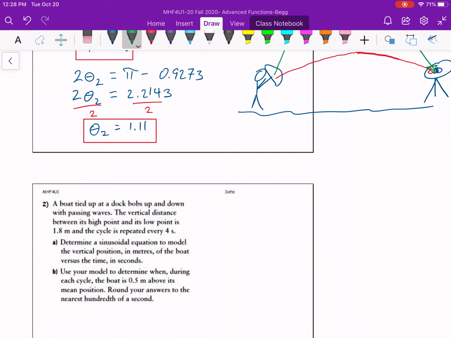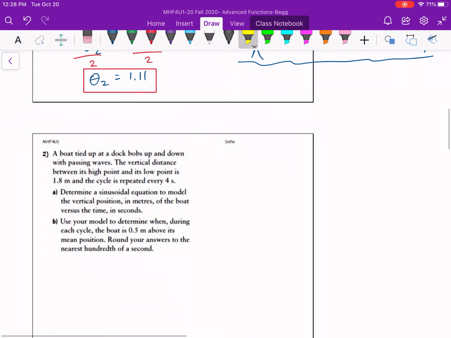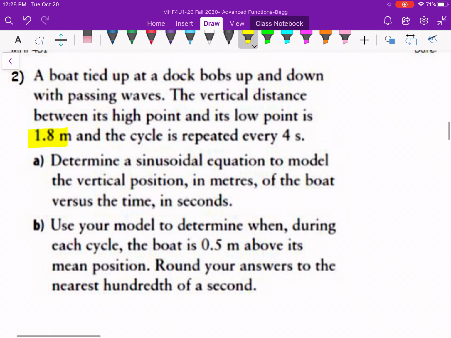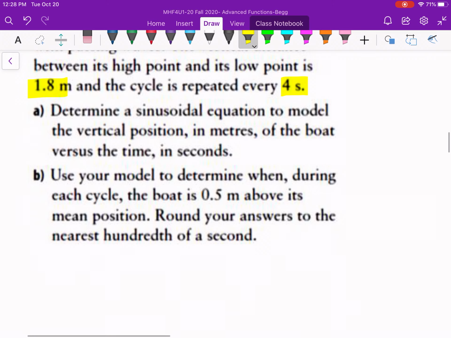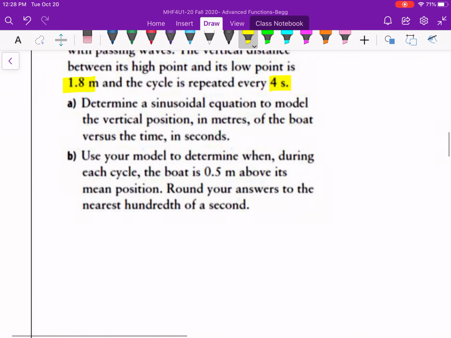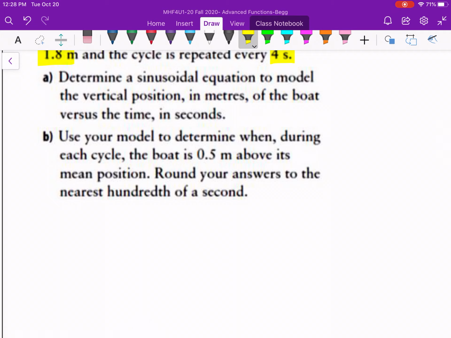Second example, a boat tied up at a dock bobs up and down with the passing waves. The vertical distance between the high point and the low point is 1.8 meters. And it repeats every 4 seconds. Determine a sinusoidal model equation to model the vertical position in meters of the boat versus the time in seconds. All right, so they don't tell us how to set up our sinusoidal model. So they don't tell us if we're starting at the top or the middle or the bottom of a wave. So that's going to be up to us.